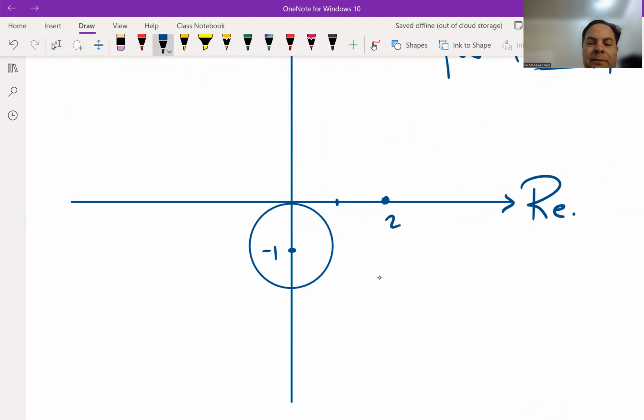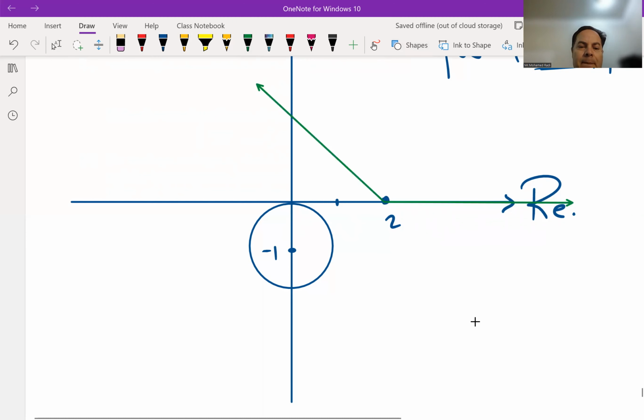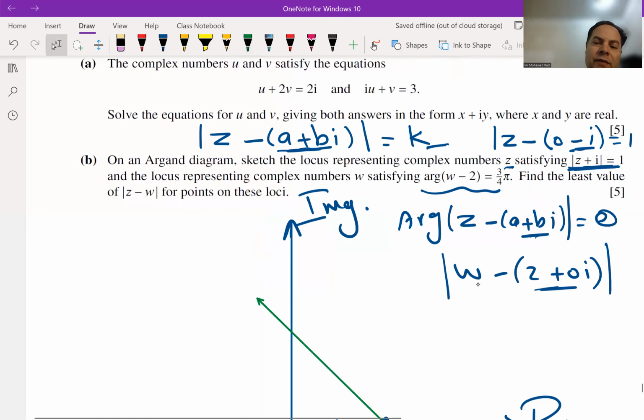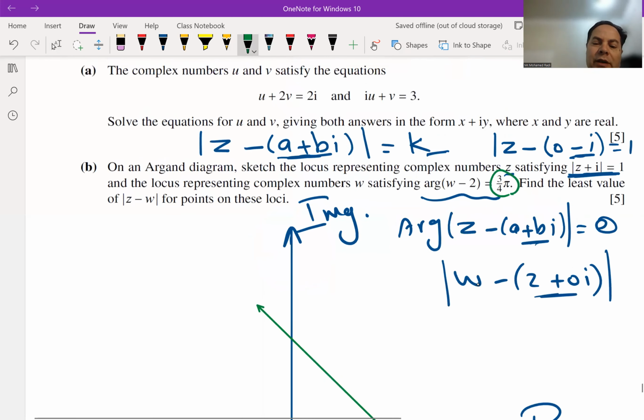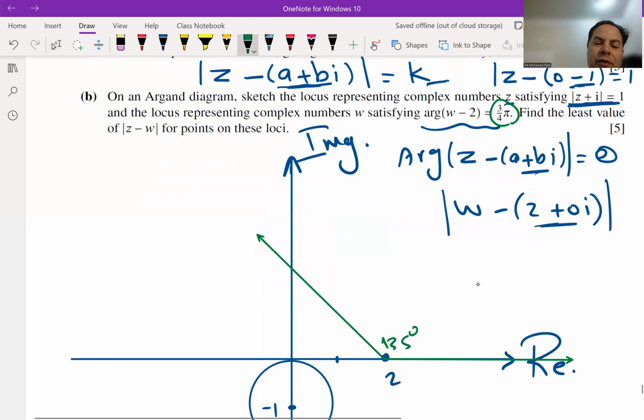This is the vertex. We use the vertex as reference for the angle. The first line is represented at the x-axis, and the final line measures 135 degrees. The argument of this angle is 3/4 pi, which means 135 degrees. So this angle will be 45 degrees. This is 90 degrees, and this angle also will be 45. So if this length is 2, this length is also 2, because this will be an isosceles triangle.